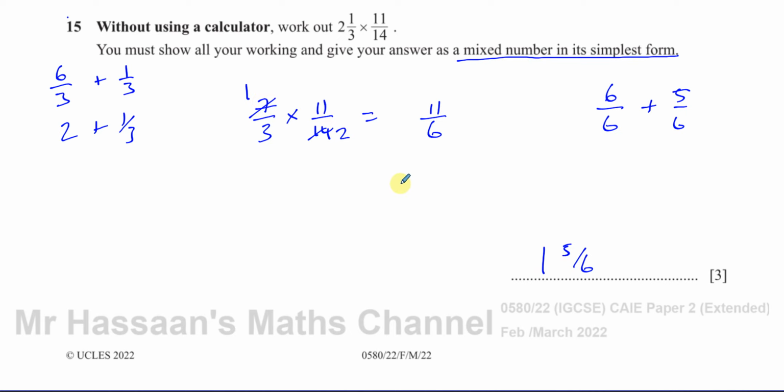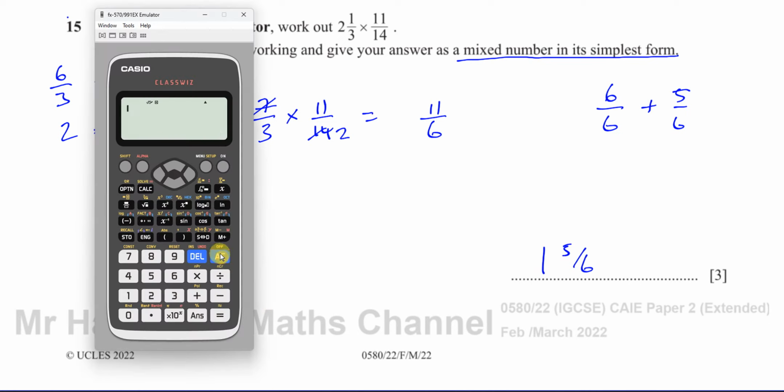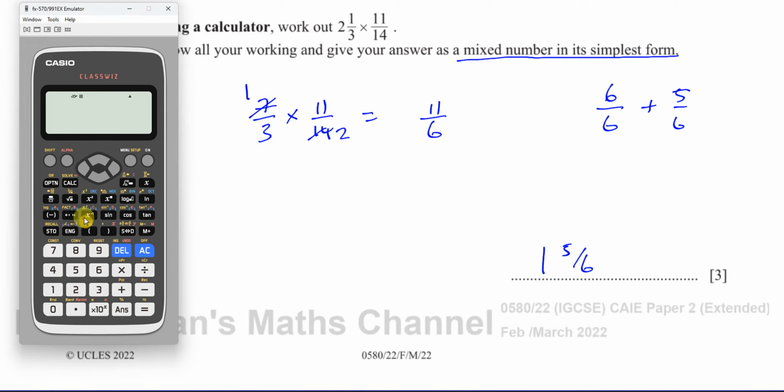Right, so there's the answer, and again, as I said, the examiner can't see what you're doing. So you can use your calculator to check. As long as you've shown these steps, that's fine. In case you want to just check, this is how you would do it. You press 2, you press this button here, you press this button here. Okay, you've got 2 and 1/3 multiplied by 11/14, and that gives you 11/6, and you want to show that as a mixed number, you can even do that. Press shift and that button here, and you've got 1 and 5/6.